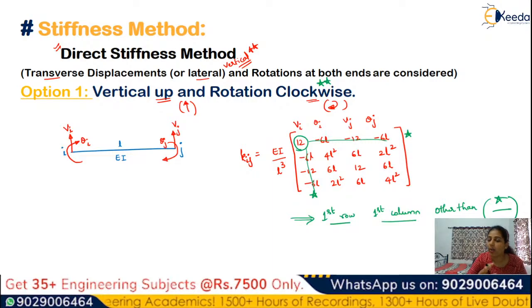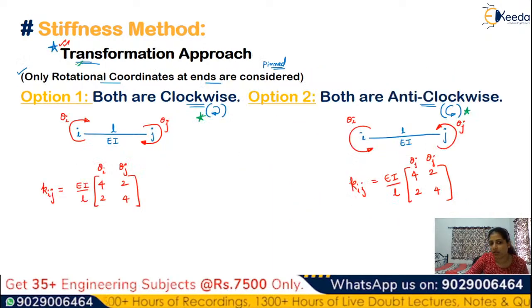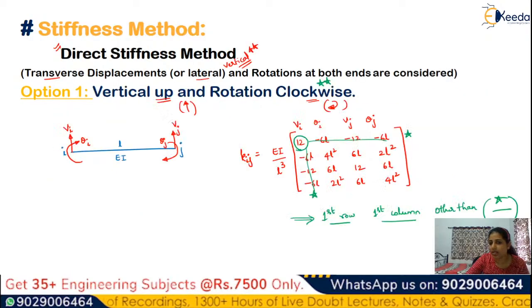These are the standard values of stiffness and stiffness matrix which we will be using for transformation approach, and this is for your direct stiffness method. So when you are solving a problem on stiffness method, analysis of structure by stiffness method, you either do it by transformation approach or by direct stiffness method. One of these steps is finding the stiffness matrix, wherein you don't have to develop the stiffness matrix from the start. You can just directly use these values.